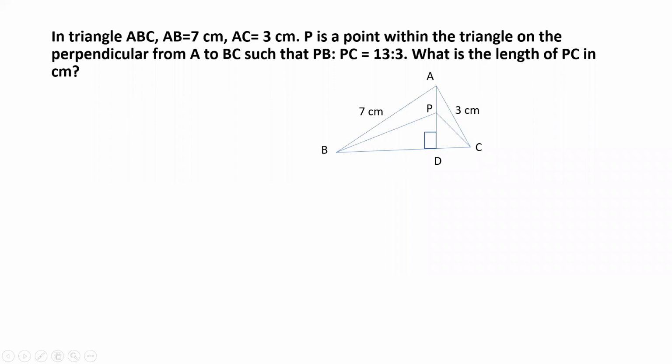In triangle ABC, AB is 7 centimeters, AC is 3 centimeters. P is a point within the triangle on the perpendicular from A to BC such that PB is to PC is equal to 13:3. What is the length of PC in centimeters?